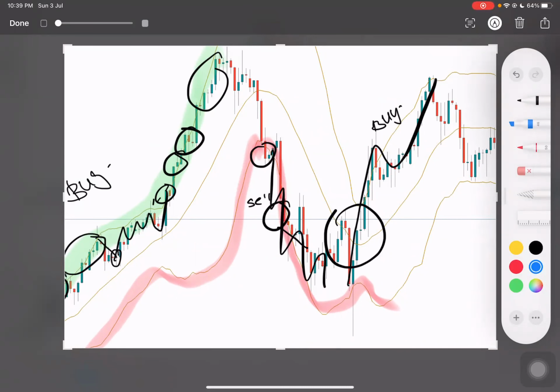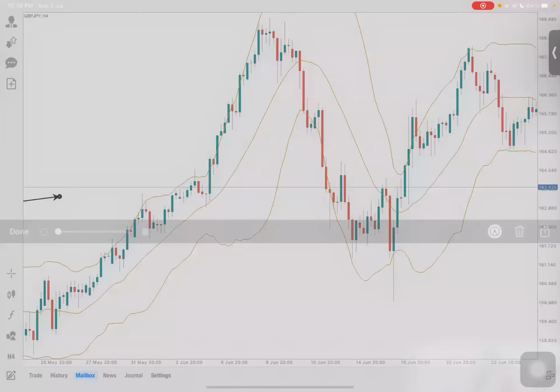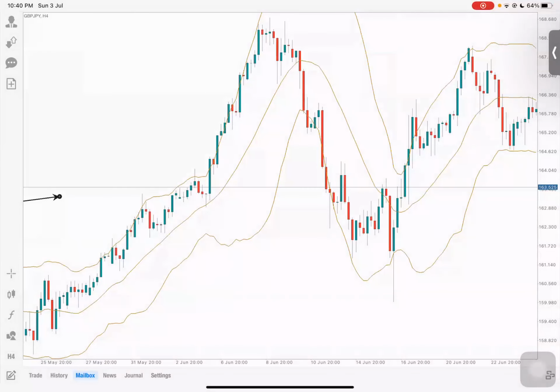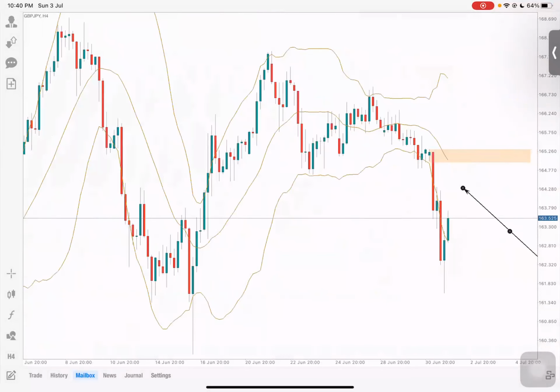So how do you want to use BB with our setup? Like I told you before, you need to find the setup that's really nice and stays inside the BB. For example, this one, engulf to engulf nicely inside our BB. There's no problem. This is a good setup.